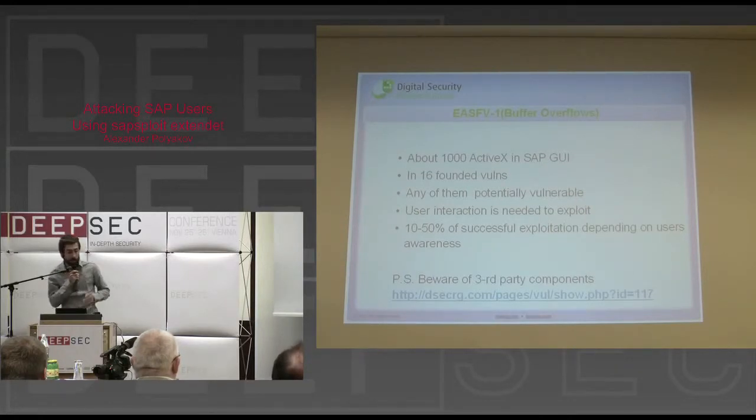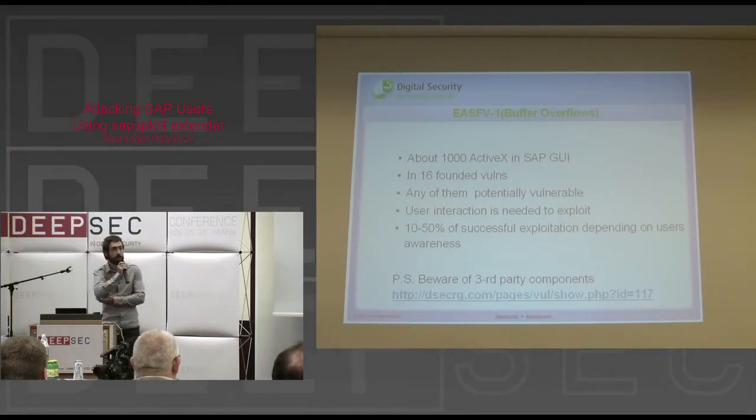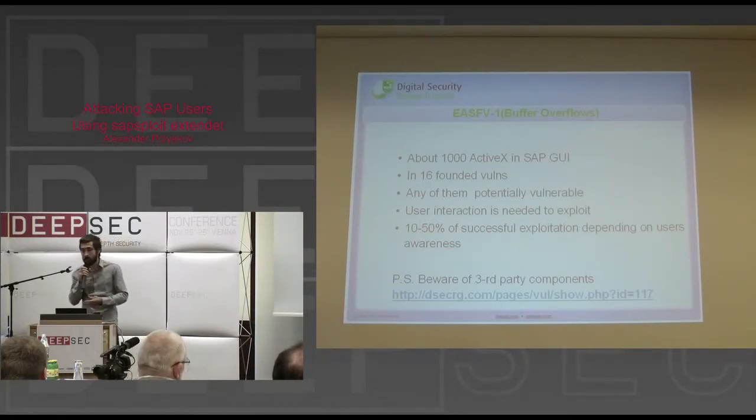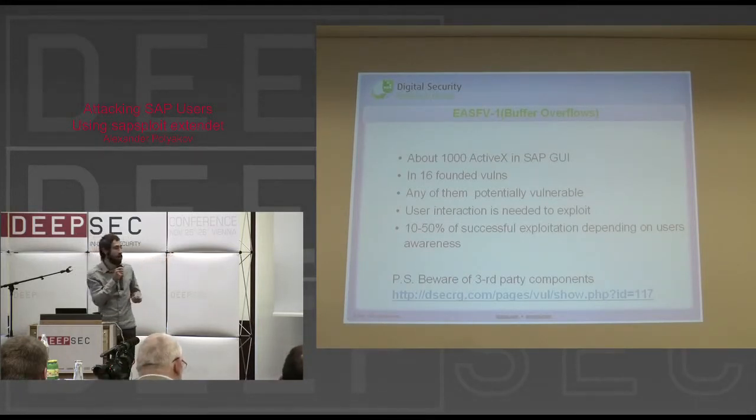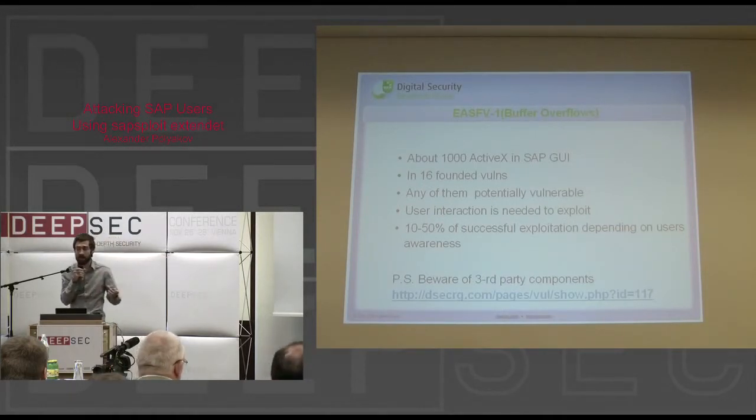And of course, there is a problem in the third-party components. So, for example, there was a story about one third-party component. Information about the vulnerability in this component was published, but SAP didn't even know that this component is used in SAP GUI. So after half a year, we noticed that this third-party ActiveX control is used in SAP, and they patched it.